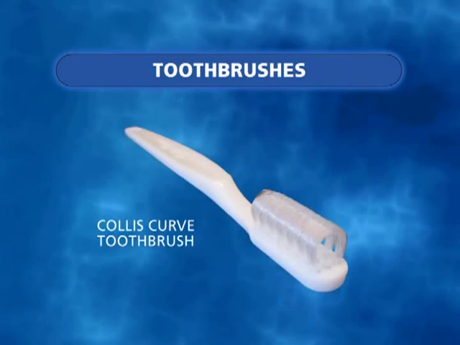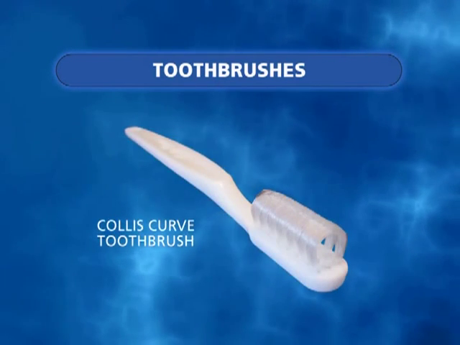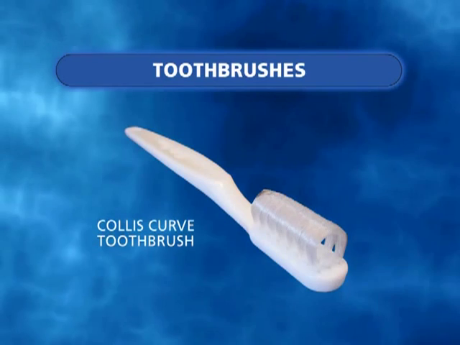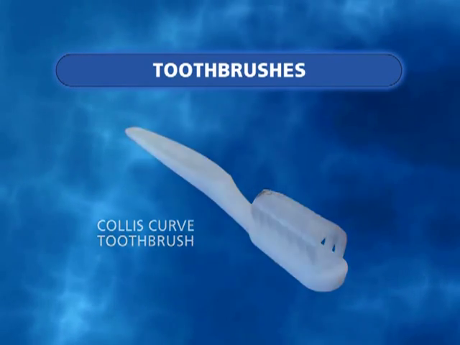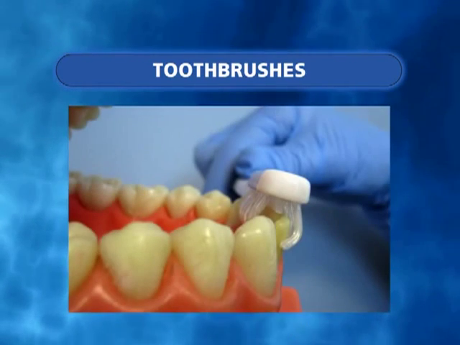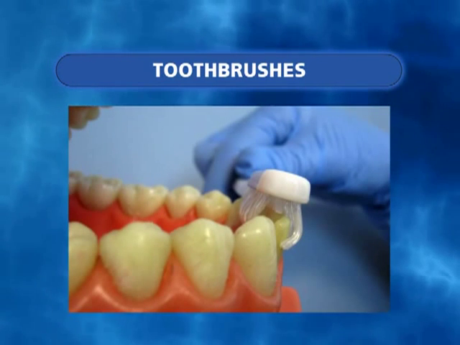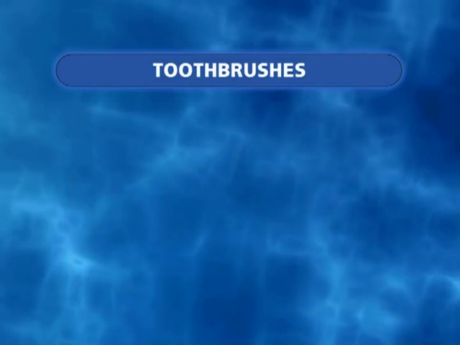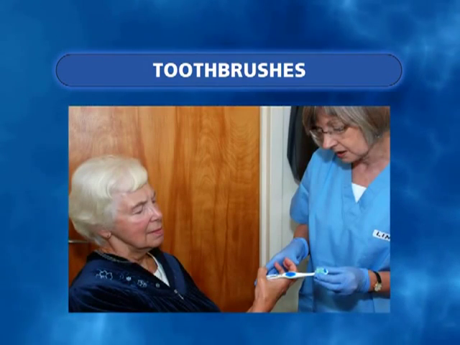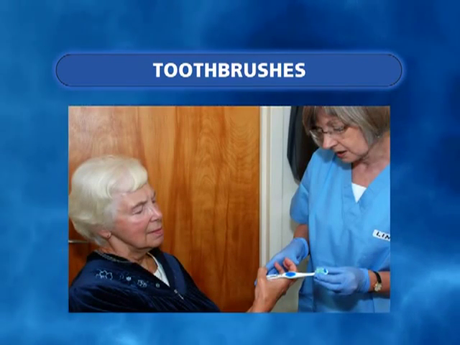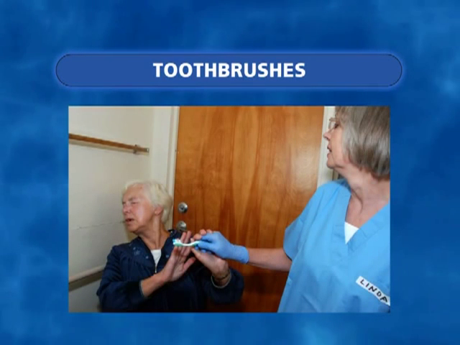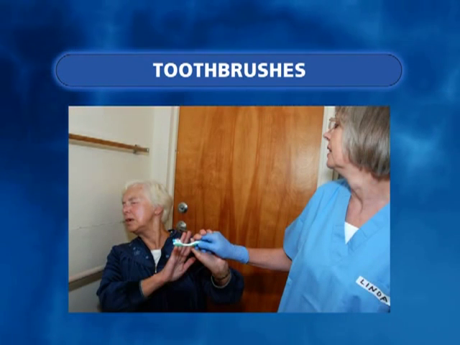A Collis curved brush is specially designed so that the bristles are curved. These curved bristles surround the tooth. This is meant to allow both the inside and outside surfaces of the teeth to be brushed at the same time. These brushes can be especially helpful for residents with limited dexterity or for care staff attempting to brush the teeth of a more resistant resident.